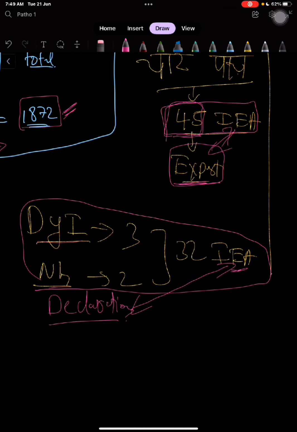So that comes under the Indian Evidence Act of 32. How will you remember that? Divide the word dying into a 3-letter word and a 2-letter word. So DYI and then N and G. So that would be 32. So 32 Indian Evidence Act.